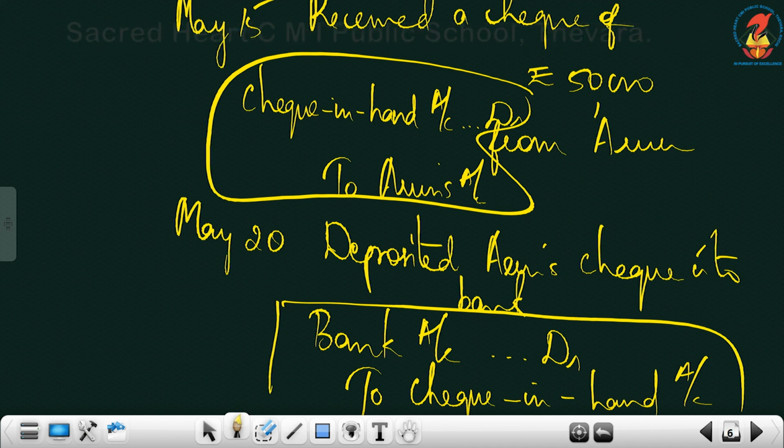You have to work out the ledger account questions. You have to work out the previous questions and all. I haven't done the entire question. You have to complete the remaining accounts.